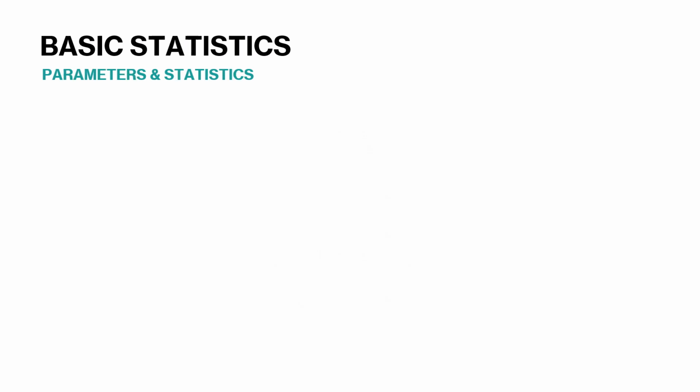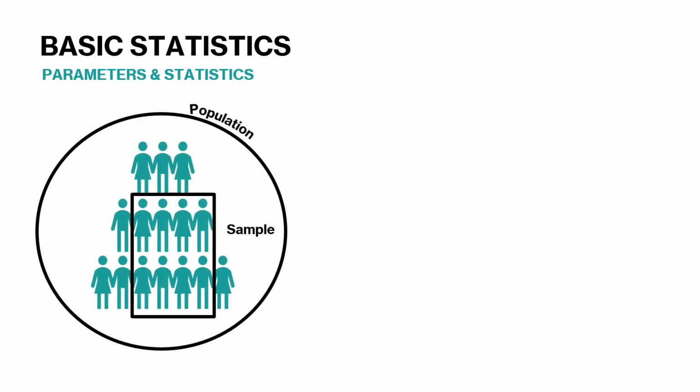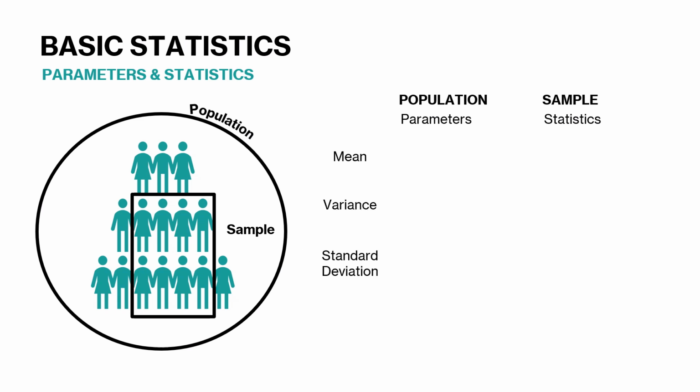Parameters and statistics. Population and samples are studied by their characteristics. Characteristics of a population are called parameters, and characteristics of a sample are called statistics. The most important of these characteristics are the mean, variance, and standard deviation. They are denoted with these symbols in general.